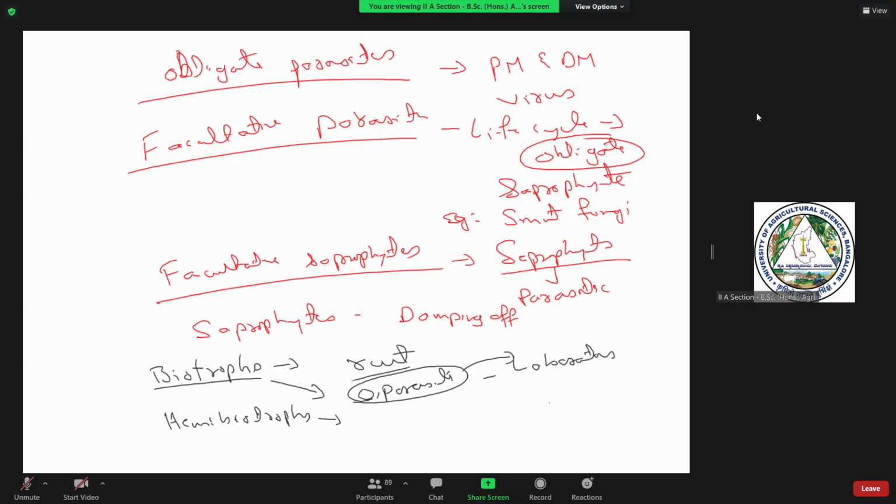Hemibiotropic organisms. These are the organisms which attack the living tissue, similar to your biotrophic organisms, but they continue to develop and sporulate even after the tissue is dead. That is, they infect the host similar to biotrophs, but they continue to develop and sporulate after the tissue is dead. Even after the death, they can survive. The example is leaf tissue, leaf spots.